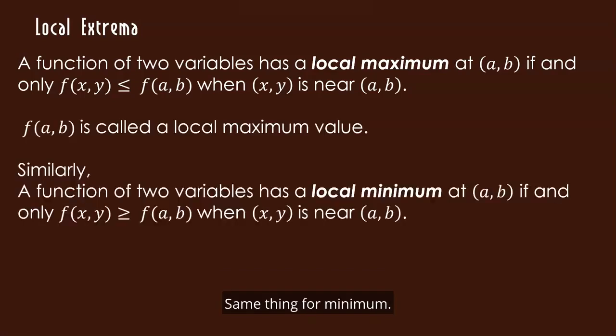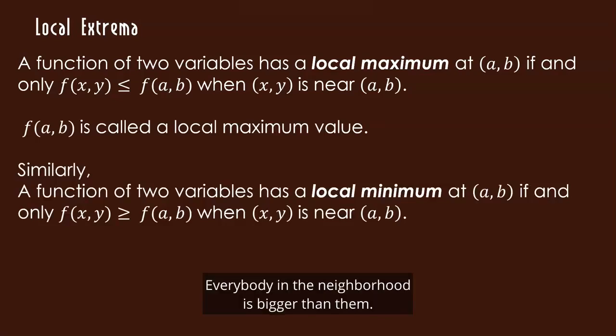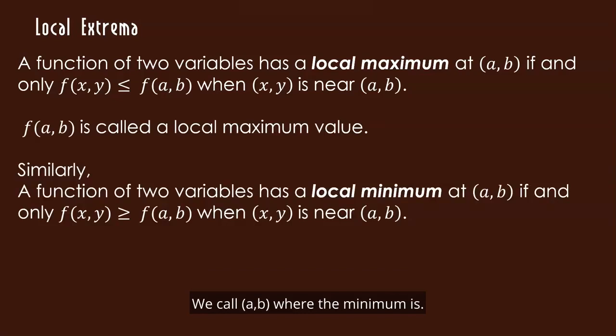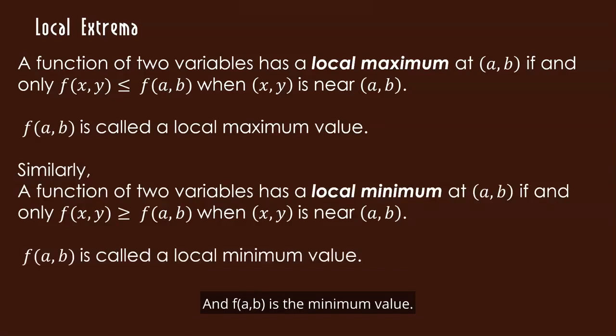Same thing for minimum. We want it to be the low point. Everybody in the neighborhood is bigger than them. We call (a, b) where the minimum is, and f(a, b) is the minimum value. So how do we find these things? Well, let's get a definition here.